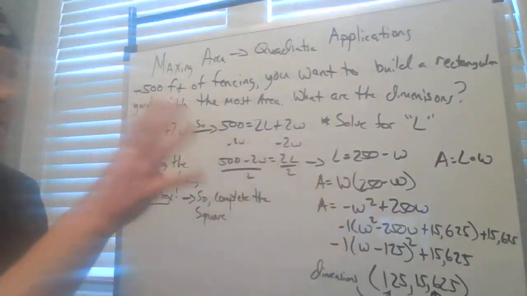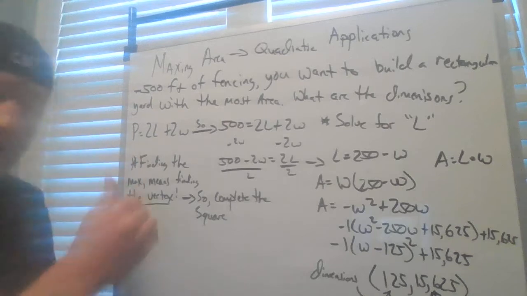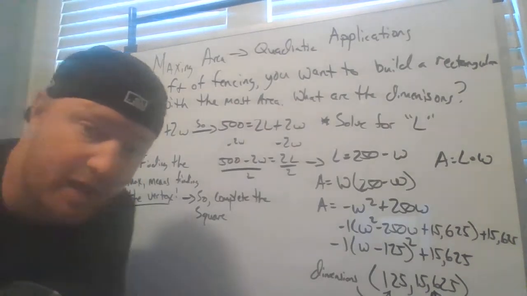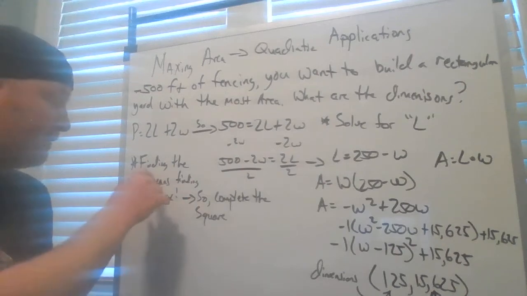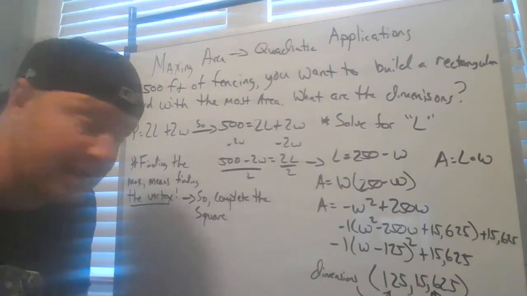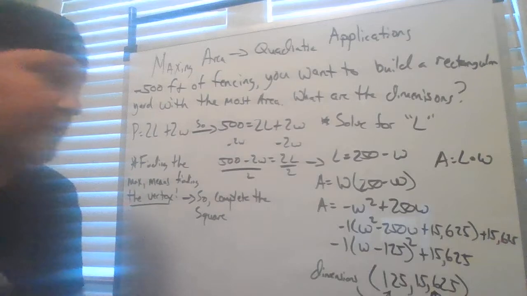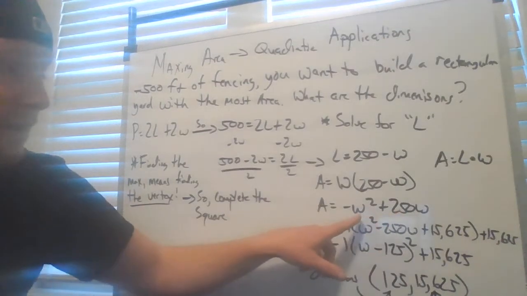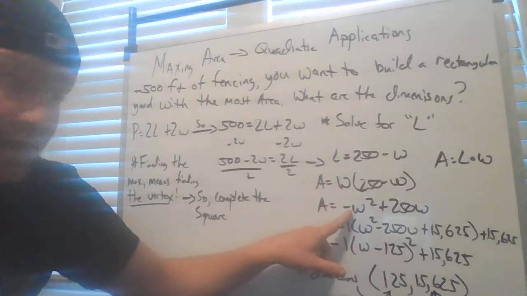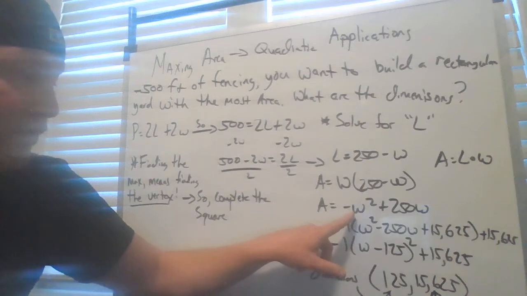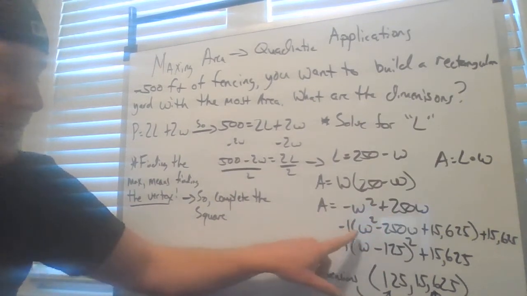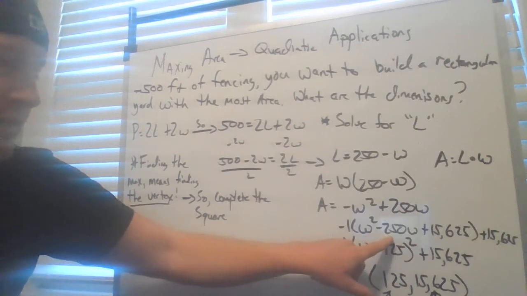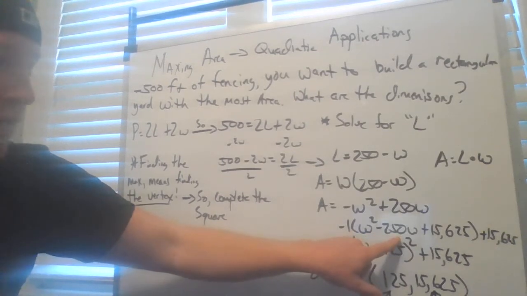Now, this question says to find the maximum area. So we're not solving for X. We're essentially completing the square because we got to find the max, which means you're finding the vertex. So we are completing the square. Now that I know I have to get rid of this negative in front of the W, I divide the negative 1 out of both of these two terms, and so now this is negative 1 on the outside, W squared minus 250W. Half of this is 125 squared.